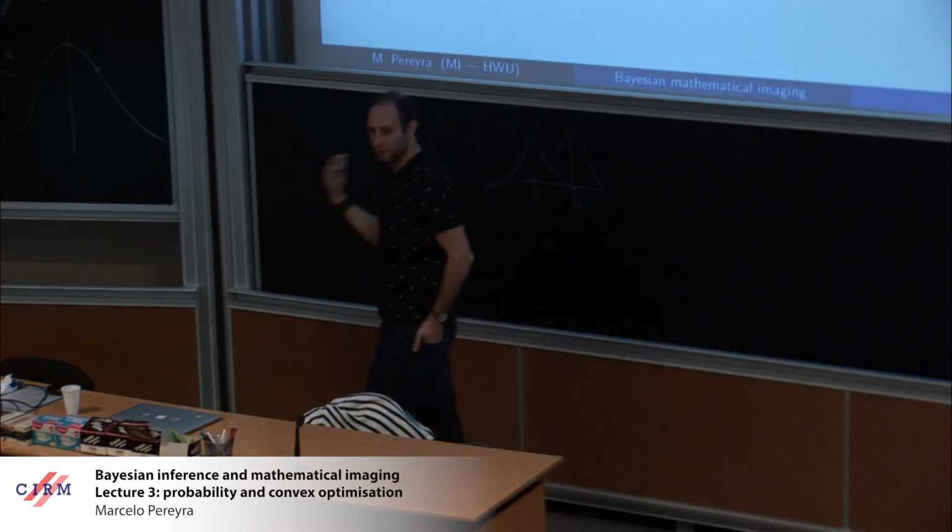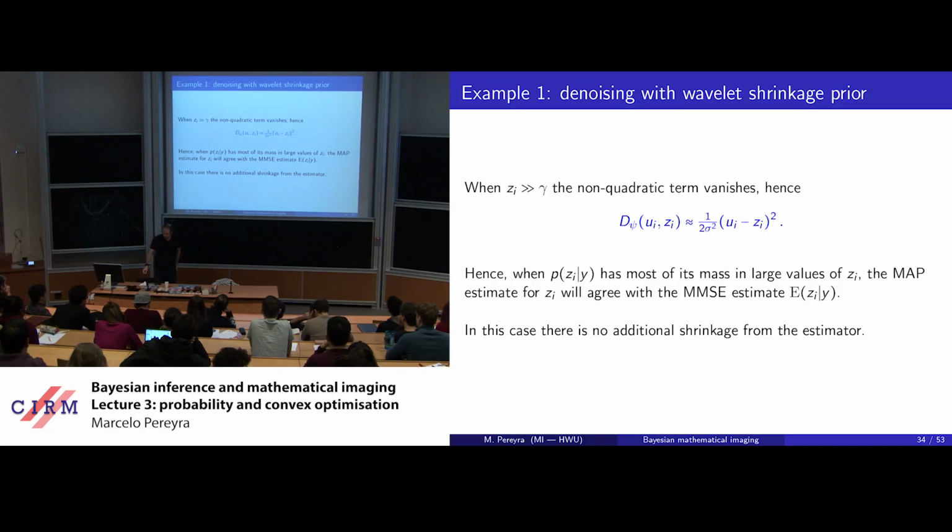So will it promote sparsity? Yes, a bit through the prior, but not through the estimator. So in this case, you should get the same if you're using the MAP or the mean square estimator, because all the shrinkage comes from the prior.